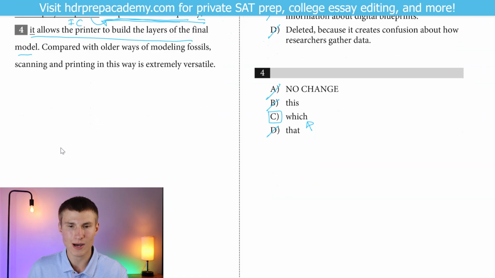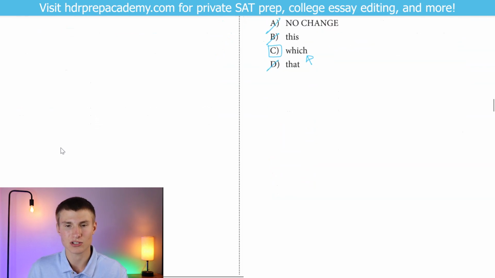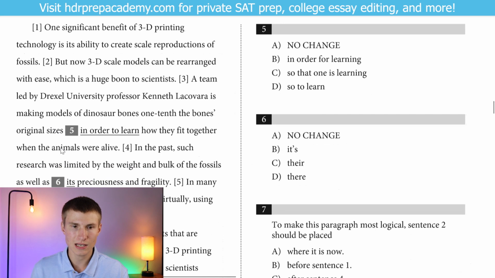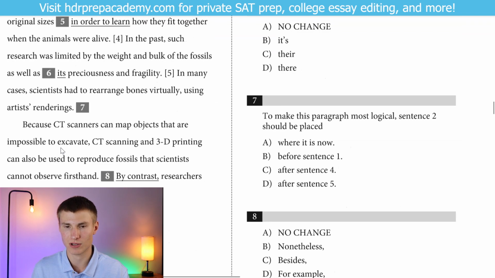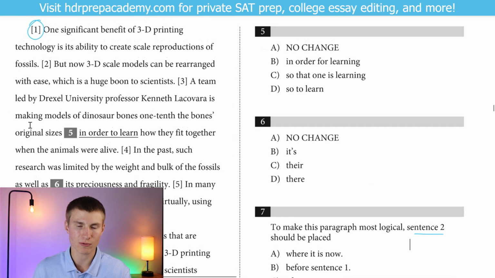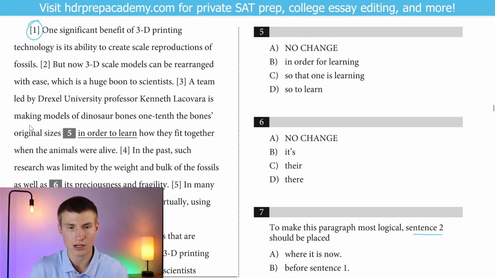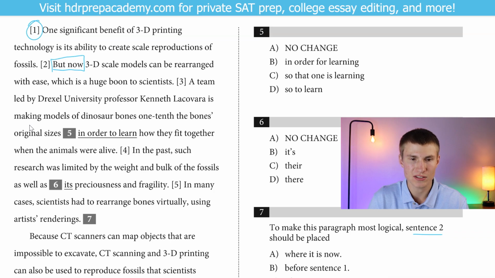We have compared with older ways of modeling fossils, scanning and printing in this way is extremely versatile. Okay, I see I have a 1 at the beginning of a paragraph, which means I'm going to go find the question that's referring to that so I can answer it while I read. So we have to make this paragraph most logical, sentence 2 should be placed where? What I'm going to do is I'm going to find sentence 2, determine what should come before and potentially what could come after it. So we have but now, so that's indicating to me a transition from the past. 3D scale models can be rearranged with ease, which is a huge boon to its scientists. Boon just means advantages if you didn't know that. So afterwards, I'll be looking for some sort of discussion of an advantage to scientists using these new 3D scale models, okay? So let's go ahead and keep reading through then.